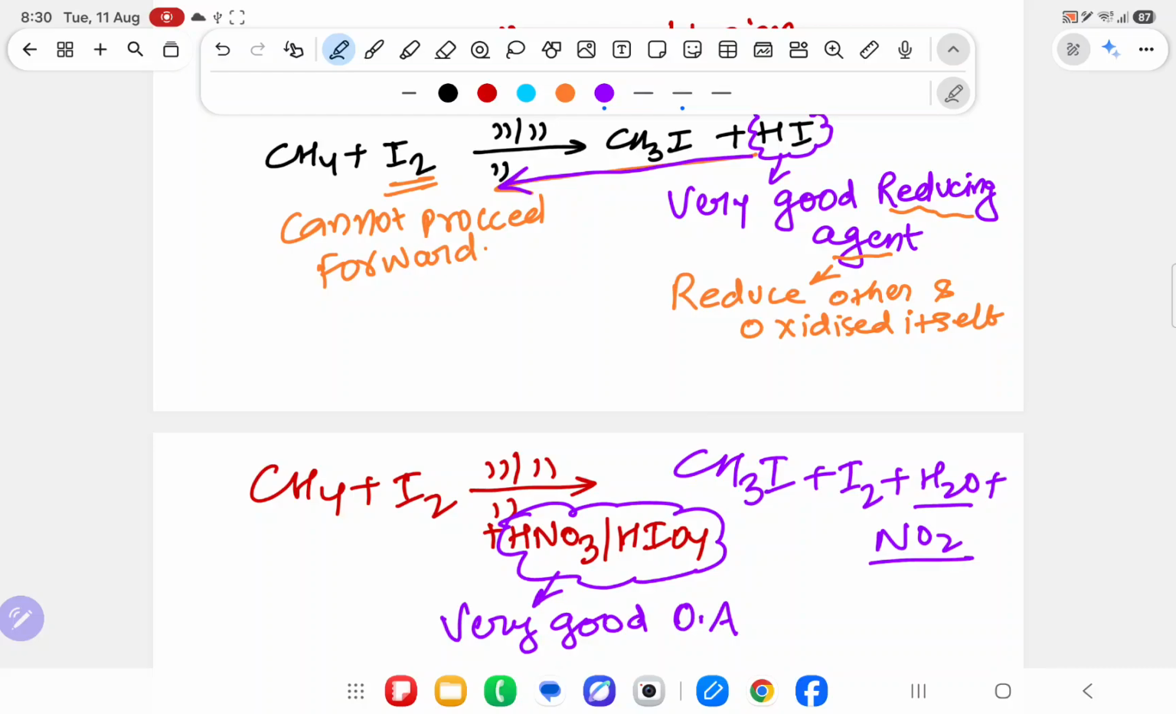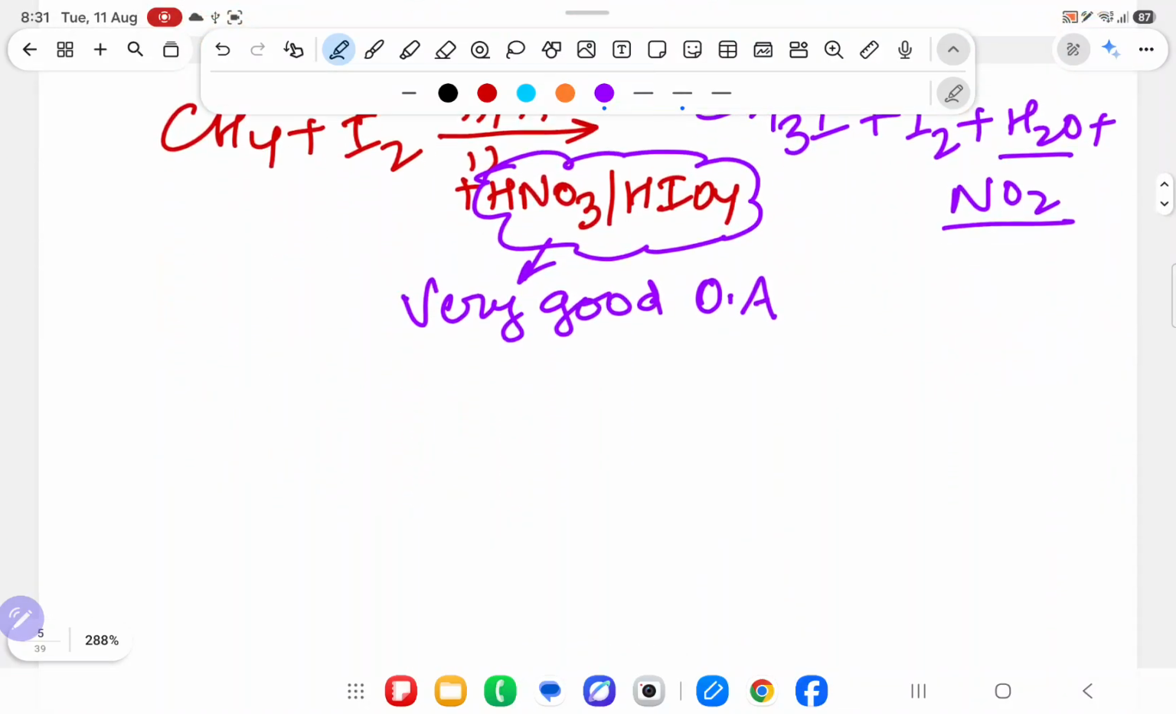So they will ask the question, what will happen whenever CH4 reacts with iodine in presence of sunlight? Will this reaction go forward? You will say no. We have to use some strong oxidizing agent like HNO3 or HIO4. So it will oxidize HI into I2 plus H2O and NO2. So the reaction will go forward. Any problem in that? Yes, sir, now understood everything.